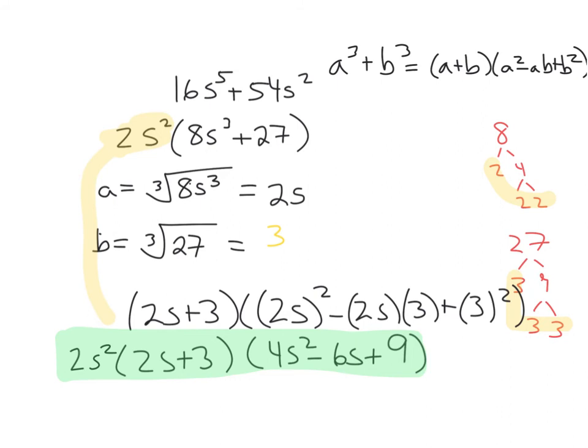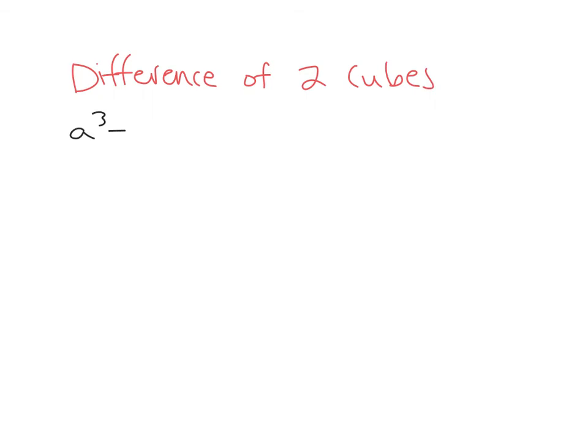Now let's talk about the difference of two cubes. So the difference of two cubes, okay, let's actually go ahead and title it difference of two cubes. We have ourselves this formula. A cubed minus b cubed is equal to a minus b, and then we have a squared plus ab plus b squared.